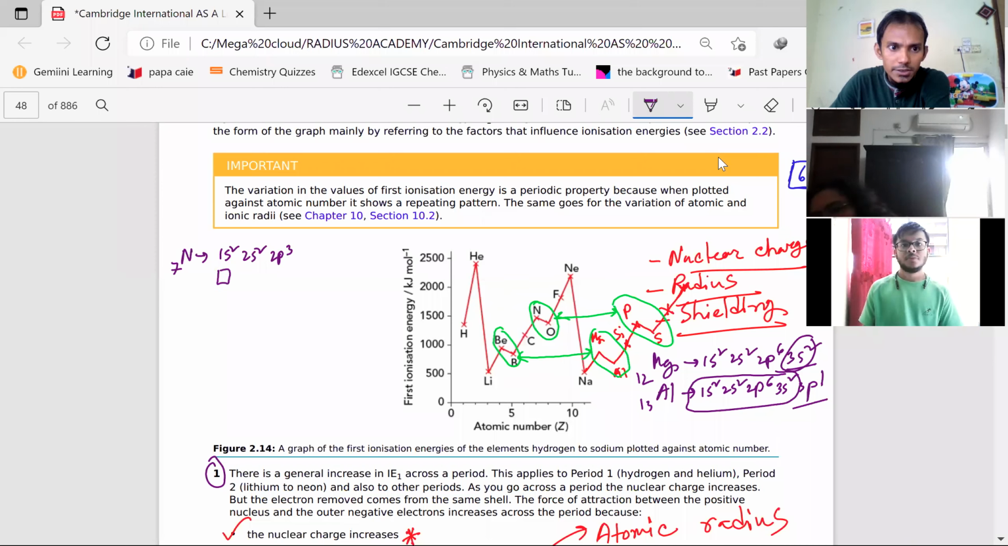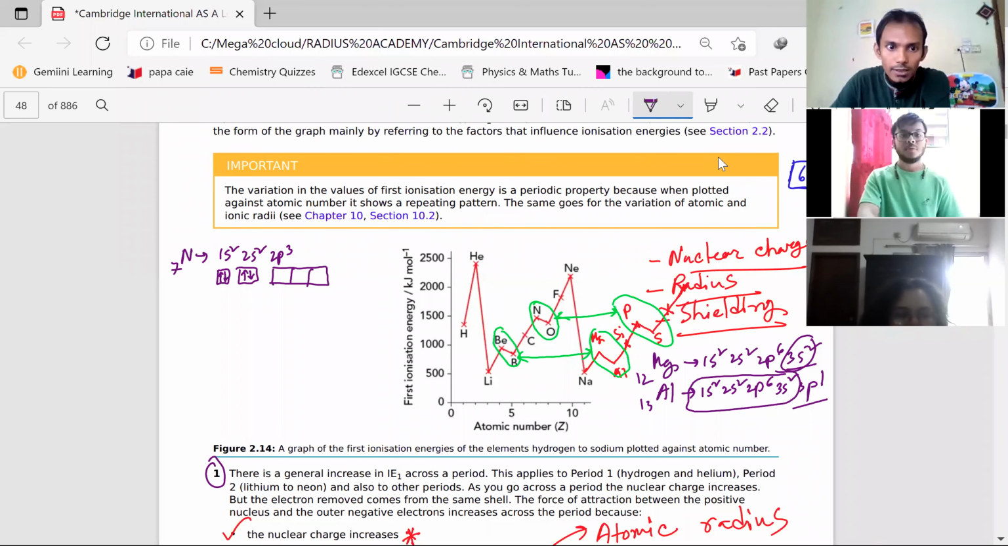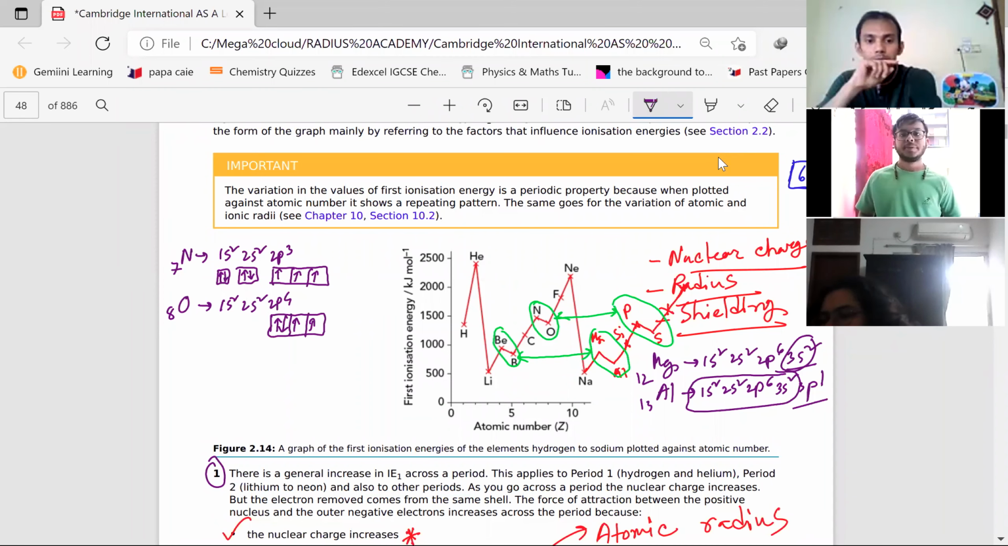If we draw box notation, it will be 1s2, 2s2, and how will be the 2p3? 3 orbitals, singly filled, right? Doubly filled nai, but singly filled. Then oxygen, 8. What is the electronic configuration? 2p4. If we draw the box notation, how is that? 2p4: first electron, second, 2p2, 2p3, 2p4, right?